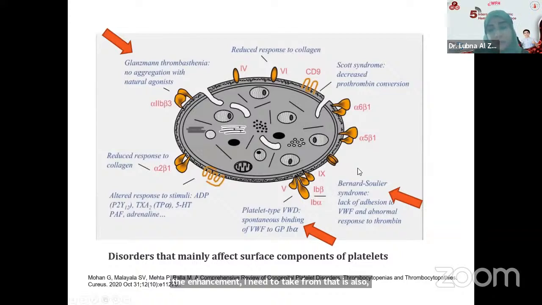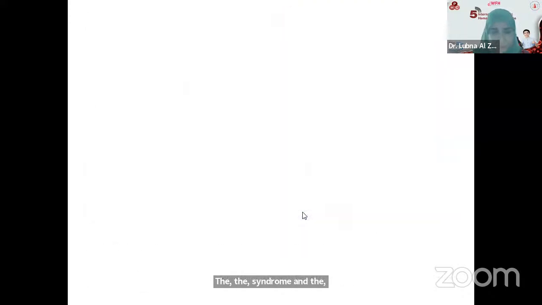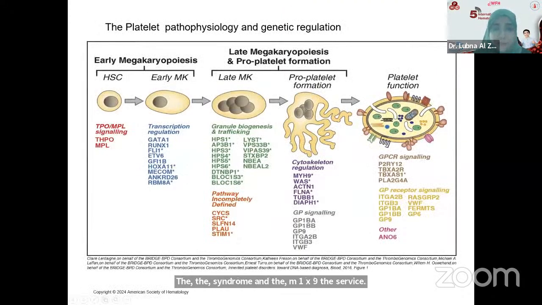The most commonly known inherited platelet disorders that mainly affect surface components of platelets are Glanzmann thrombasthenia, Bernard-Soulier syndrome, and platelet-type von Willebrand disease. Also, the commonly known disorders that mainly affect the intracellular components of platelets are gray platelet syndrome and MYH9-related disorders. The development in genetic methodology of detection has improved dramatically our understanding of platelet pathophysiology, with its genetic regulation from each step, from the early progenitors to platelet function.